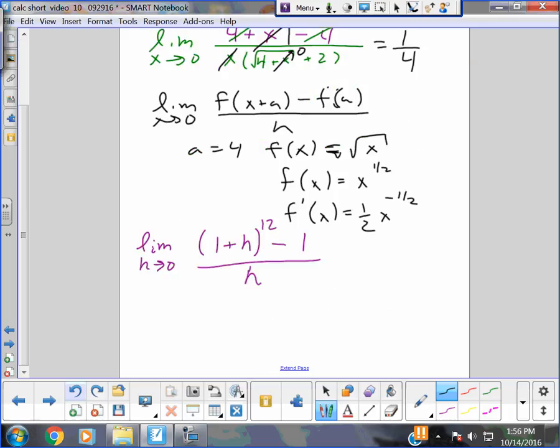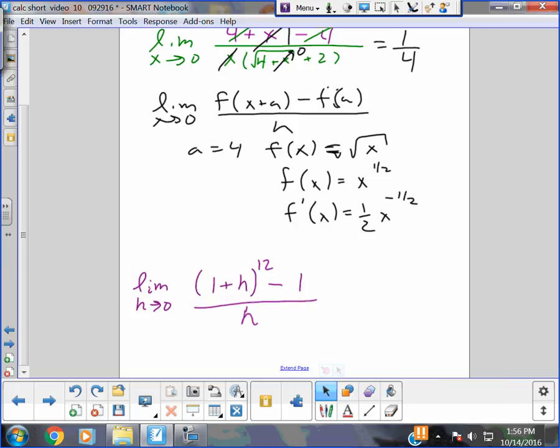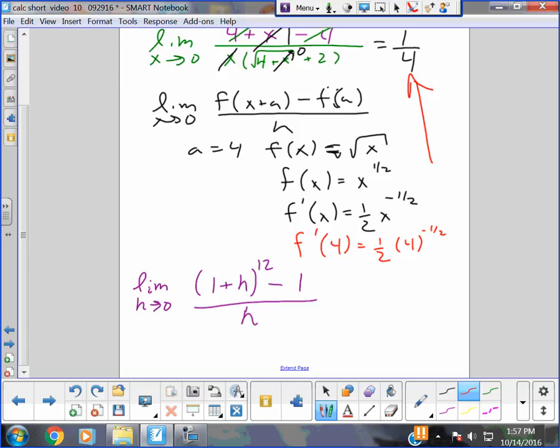Let's try putting in, what was the a value? 4. Let's try. All right, we'll do it in a different color. It's so important. All right, 1/2 times 4 to the negative half. Well, we know that negative half has to be, it's 1 over 4 to the half. So it's half. What's half times half? Whoop!